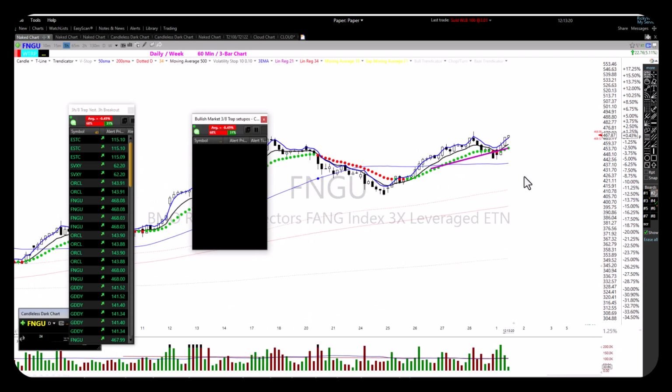So if FNGU was your chart of choice, I know that's not an indice, but it is a chart that I use very much like an indice. FNGU, as quick as I can, the market will go in the direction of FNGU more times than not.